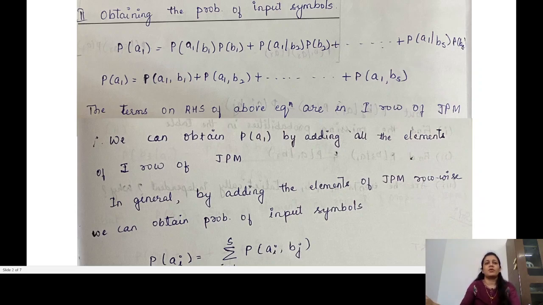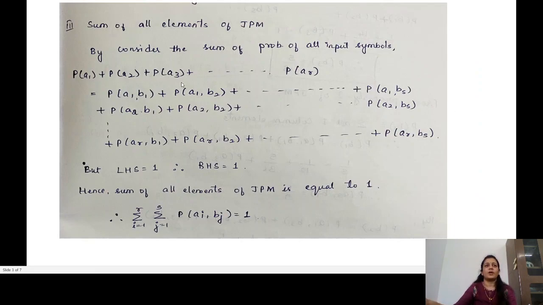So the first property tells us how to calculate the output symbol probability, and the second property says how to calculate the input symbol probability. Adding the column elements will give me the output probability, and adding the row elements will give me the input symbol probability. Let's go to the third property.